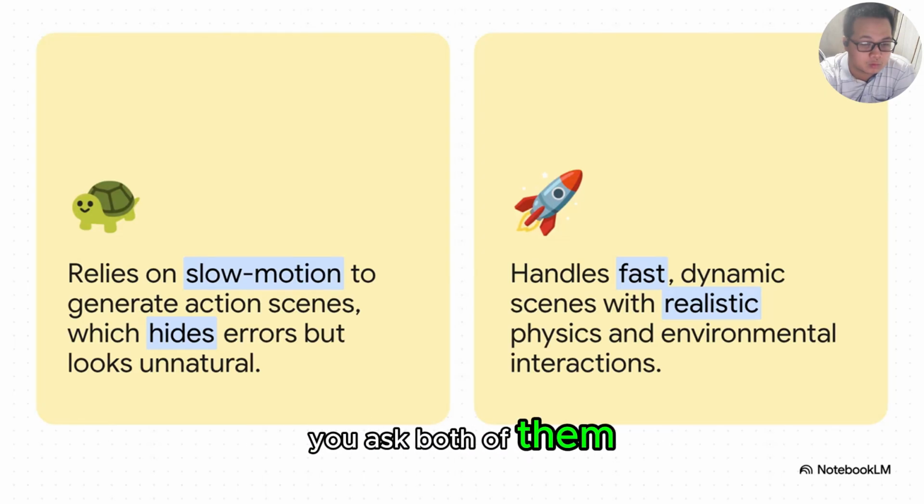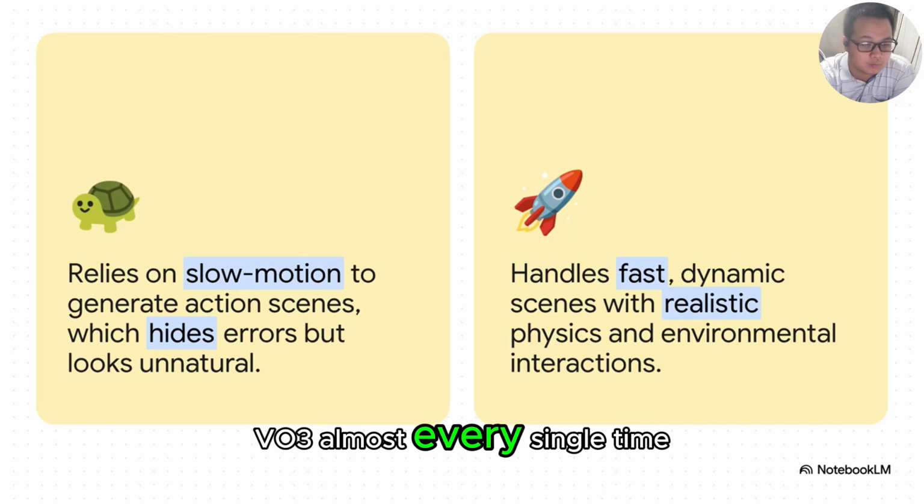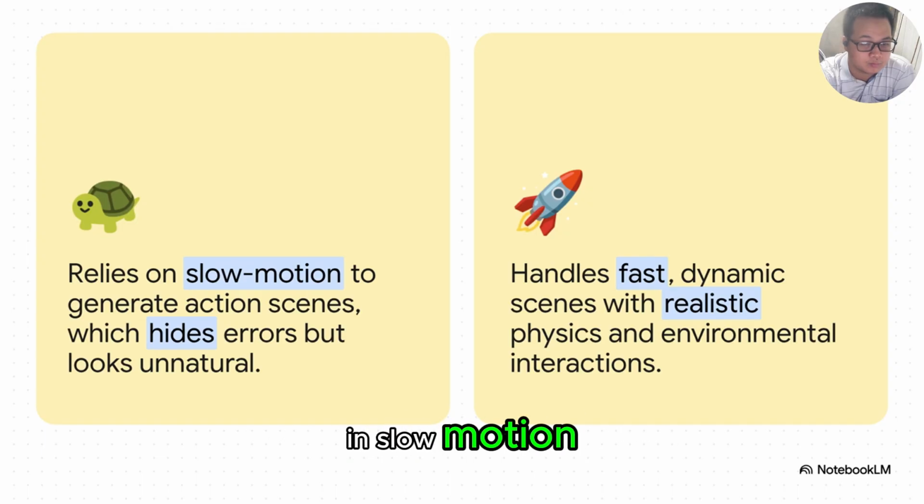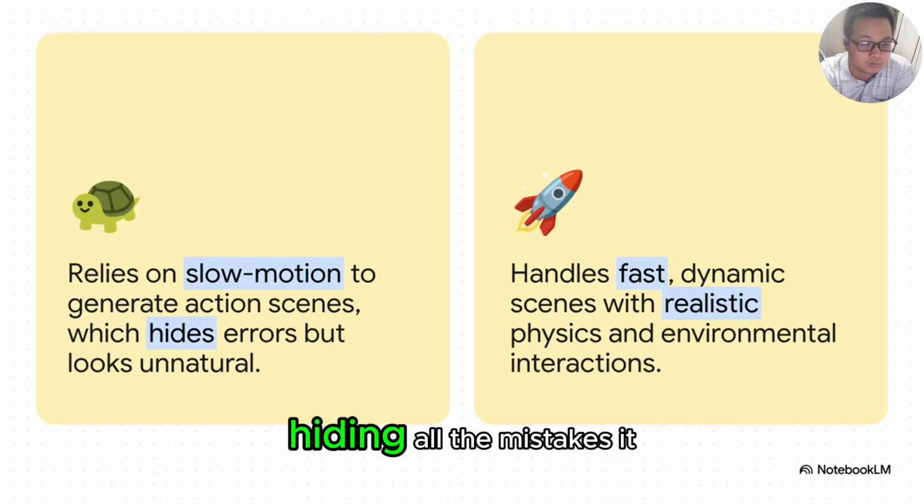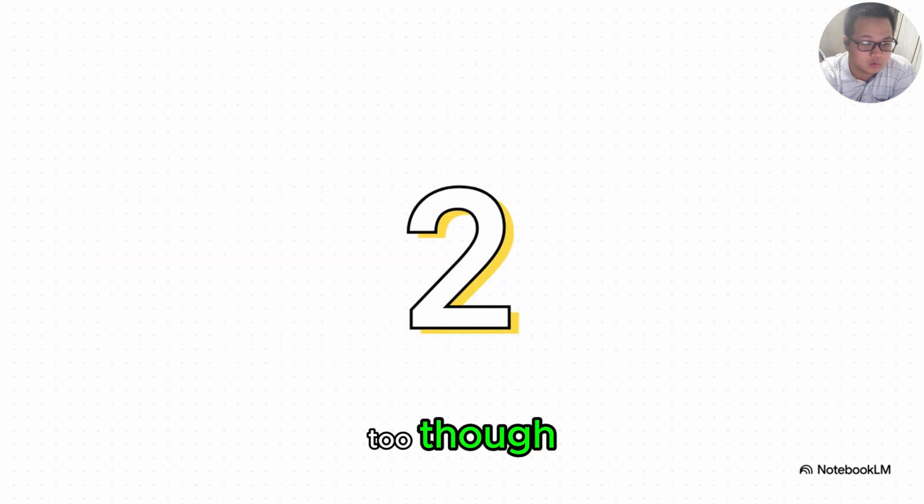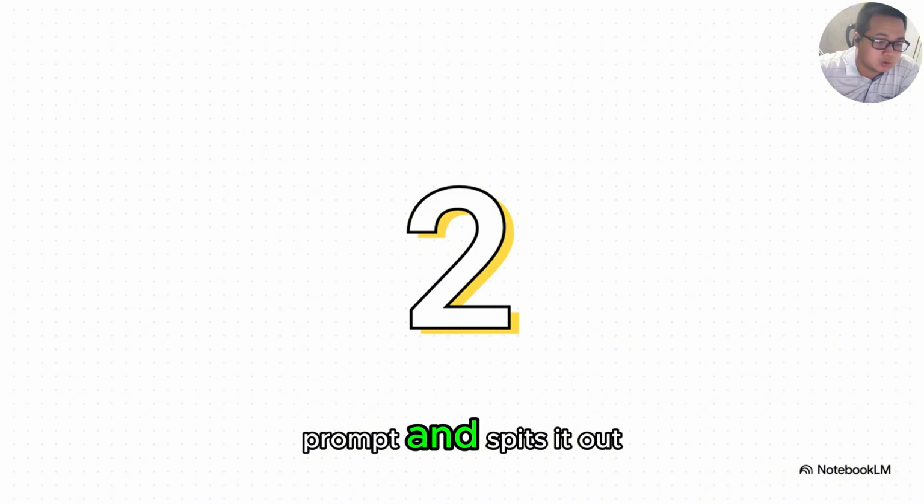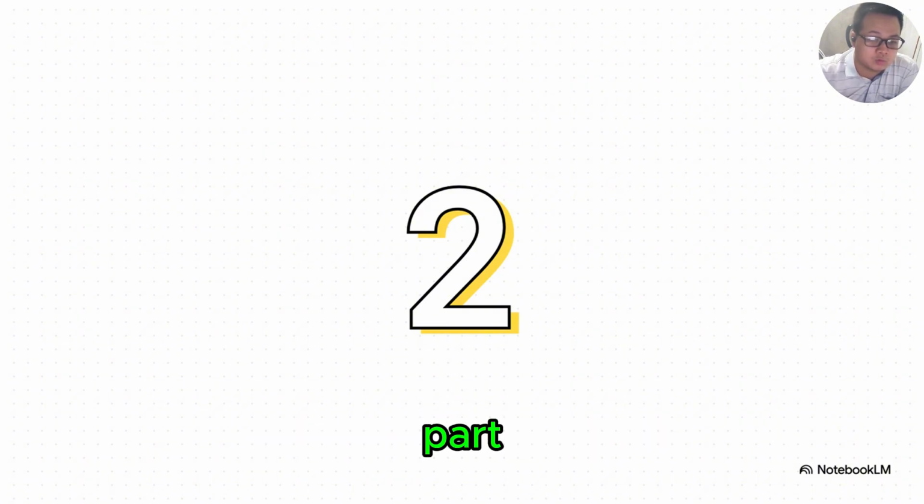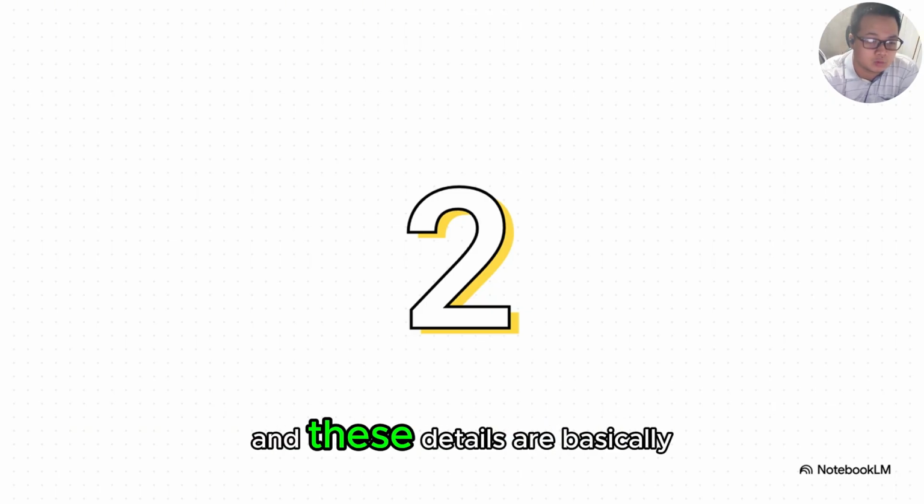All right, let's talk action scenes. Let's say you ask both of them to make a video of someone jumping off a diving board. Veo 3, almost every single time, will give it to you in slow motion. And that's not for dramatic effect. It's a trick. It's the AI's way of hiding all the mistakes it makes when things move quickly. Sora 2, though, takes that exact same prompt and spits it out at normal speed, no problem. And this is the crazy part. It gets two tiny, crucial details right, and these details are basically cheat codes to trick your brain into believing it's all real.